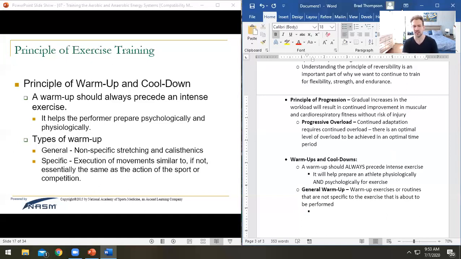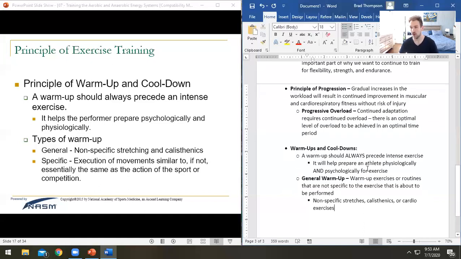So these are non-specific stretches, calisthenics, or cardio exercise. Me getting on the treadmill for 5 minutes, that's a general warm up. I'm not going for sprints during that workout. I'm going to go do some barbell squats. Running has nothing to do with that.